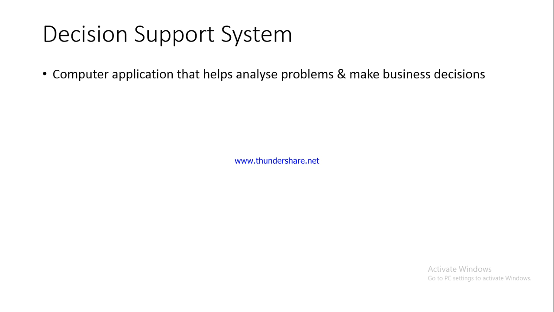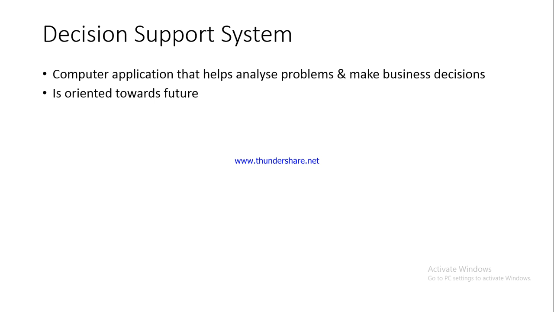So it's a computer application that helps analyze problems and make business decisions, and is oriented towards the future. Now please understand, this is a major difference from what we have been doing in MIS and the information reporting system. There you were given some summary report regarding what has happened in the past. It was oriented towards the past, towards what has already happened. It was actually giving you a snapshot of what has already happened. Our decision support system is oriented towards the future, and it is going to give you an idea as to what might happen in the future.